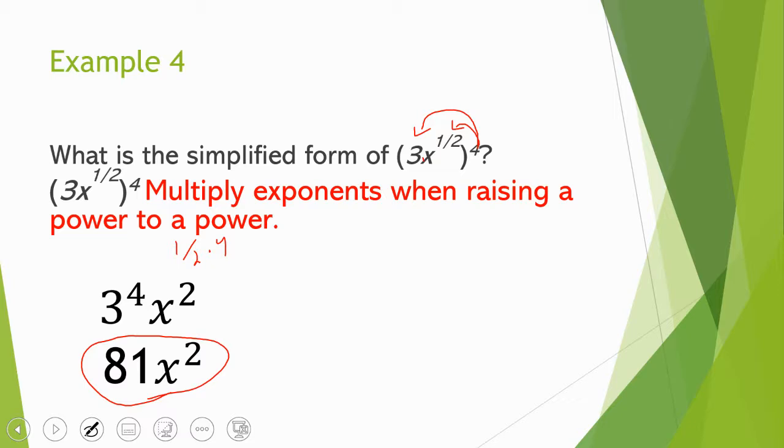Think of it as kind of like a distributive property. It's not a distributive property, but it's applied the same. You have two parts, and that 4 is acting on each of those parts.